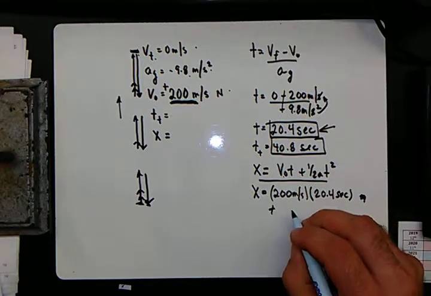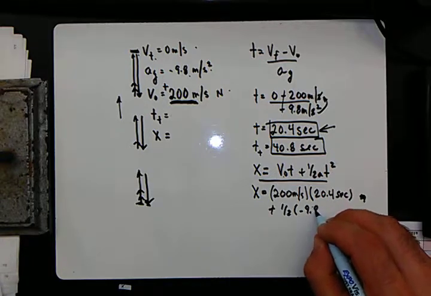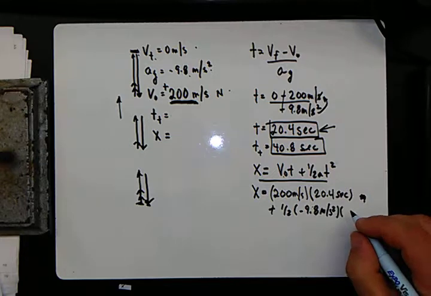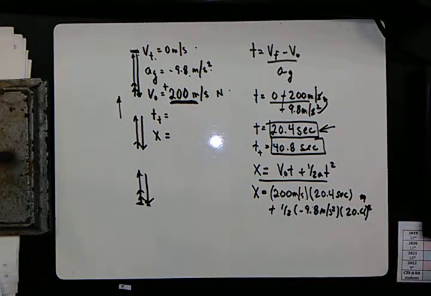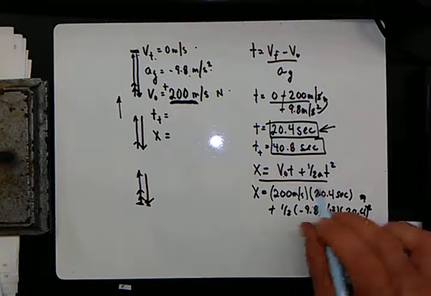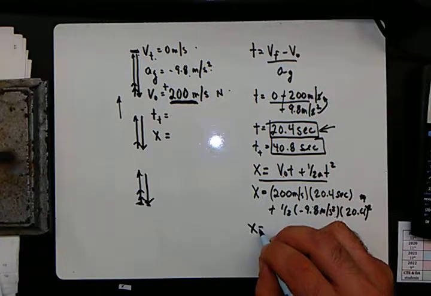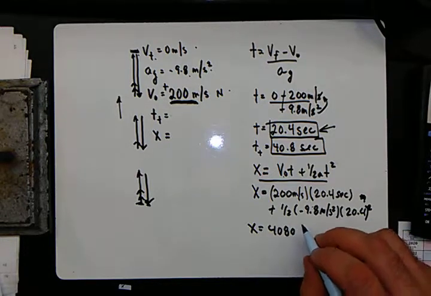I'm going to bring it over here. Plus half times the acceleration of gravity, and then I'm going to square that time, 20.4 squared. So I'm left with this. In the beginning part of it, we got 200 multiplied by 20.4. So x is 4080. And that's the first part.